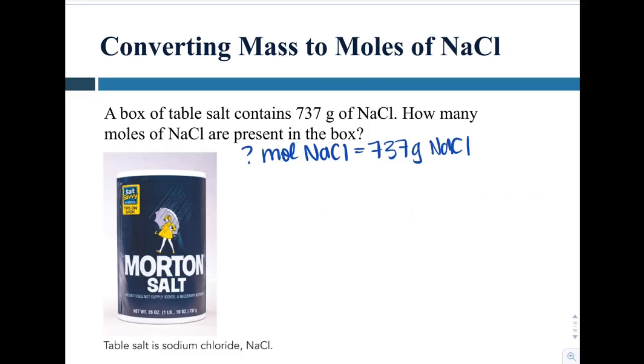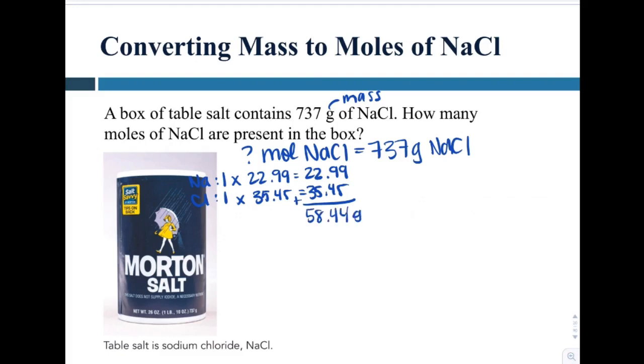So I need a conversion to take me from grams to moles. I know if I see moles, I see mass, I'm going to use molar mass. Mass is grams. You have to know that this is mass. And so I have sodium chloride, that's in the formula NaCl, and I know that 1 sodium is 22.99, and I know that 1 chlorine is 35.45, and so I know that the total of sodium chloride is 58.44 grams per mole.